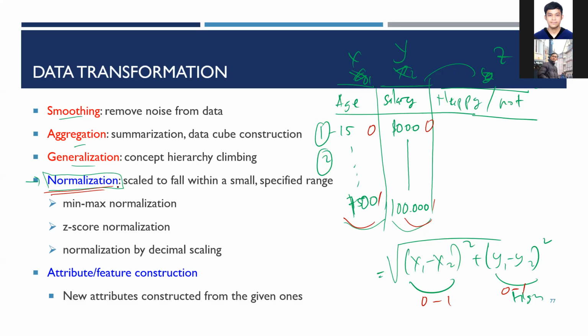We try to change or transform our data into a specific range, for example, to make it fair between attributes. There are many types of data normalization, for example, min-max normalization, z-score, or normalization by decimal scaling.